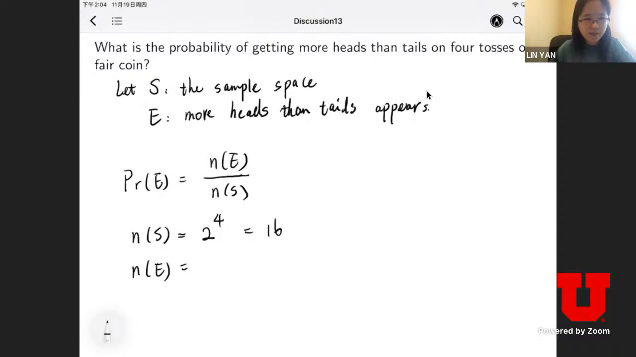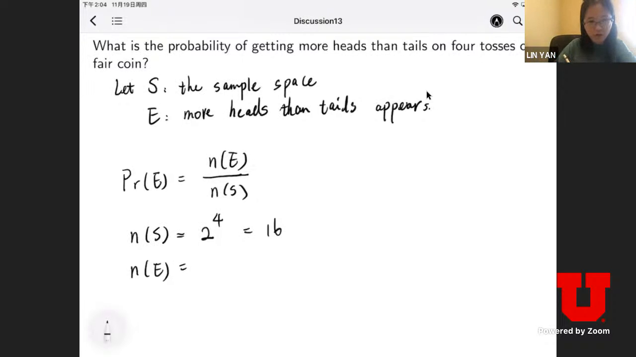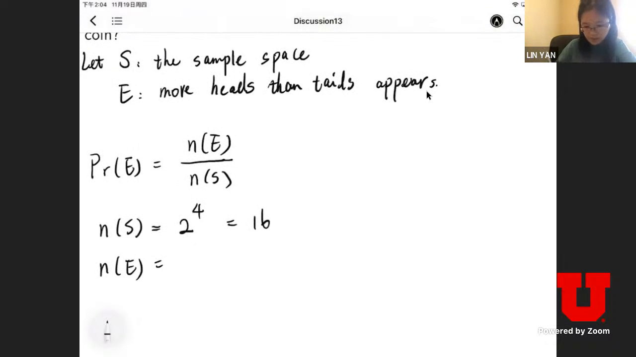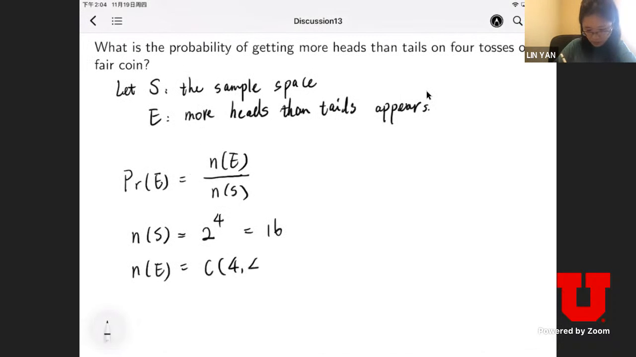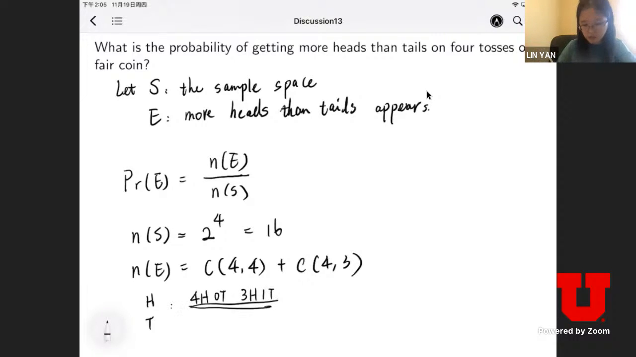Yes, here is another answer, that NE is 4 choose 4 plus 4 choose 3. That is absolutely correct. So what does this mean? If we use H to represent head and T to represent tail, then if heads are more than tails, that means we can have 4 heads, 0 tails, or 3 heads, 1 tail. And it can be only these 2 cases.